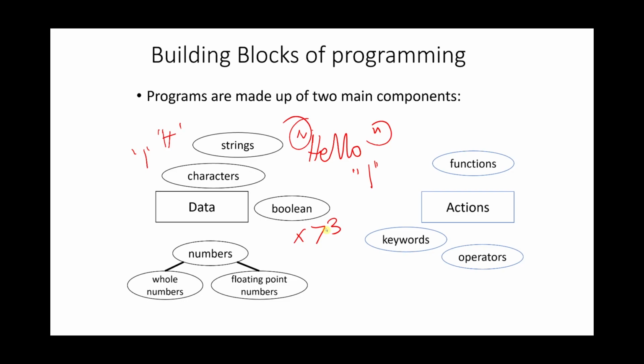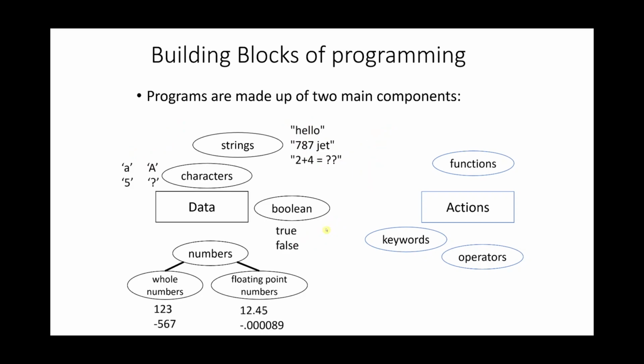For the actions, we have functions, as I said. We have keywords, like the if statement, if and while, int for the integer. Operators like plus, minus, greater than, less than, the insertion operator, and so on. So here are some examples of the data, and here is another set of examples of functions, keywords, and operators.